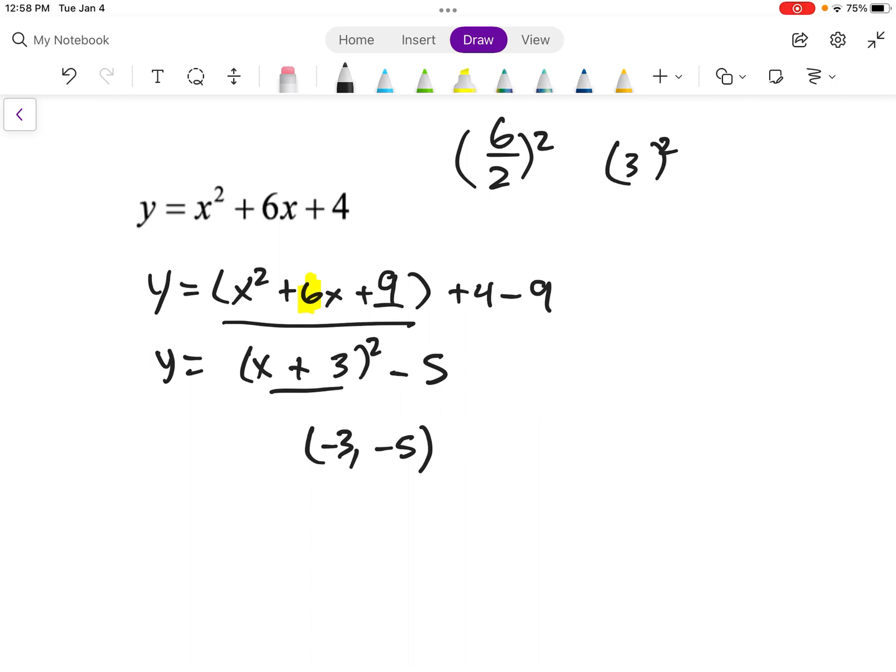So hopefully that makes sense. If not, go back and watch those other examples. Make sure you understand that. I'm going to go through a couple more examples where there's a little bit of a twist to it. So make sure you've got this down before you go on here.